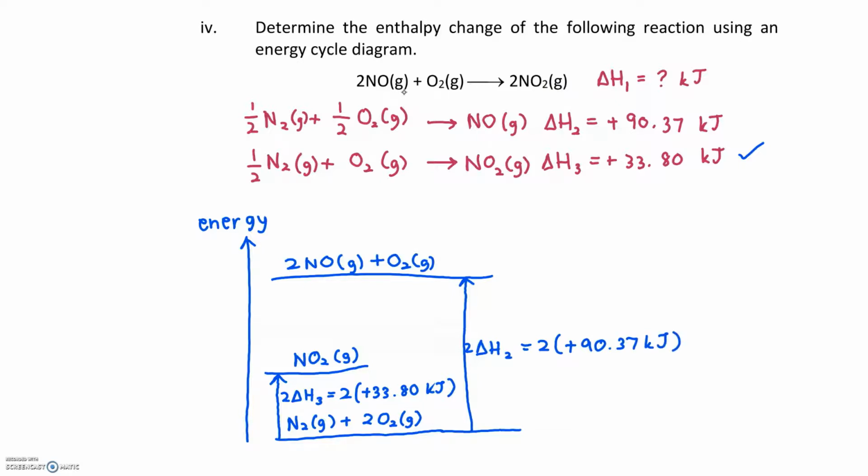And our target equation is 2NO, which is over here, and 1O2 to produce 2NO2. So this is actually 2NO2. So this is our target equation.